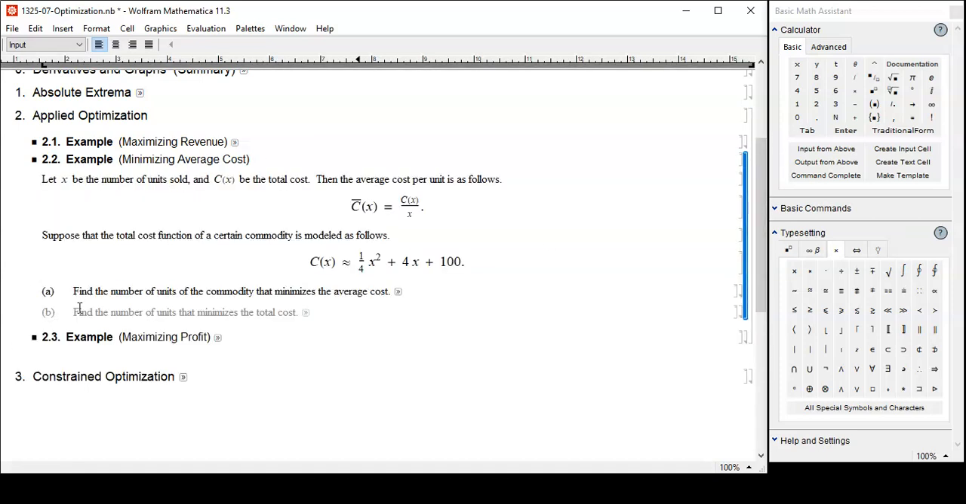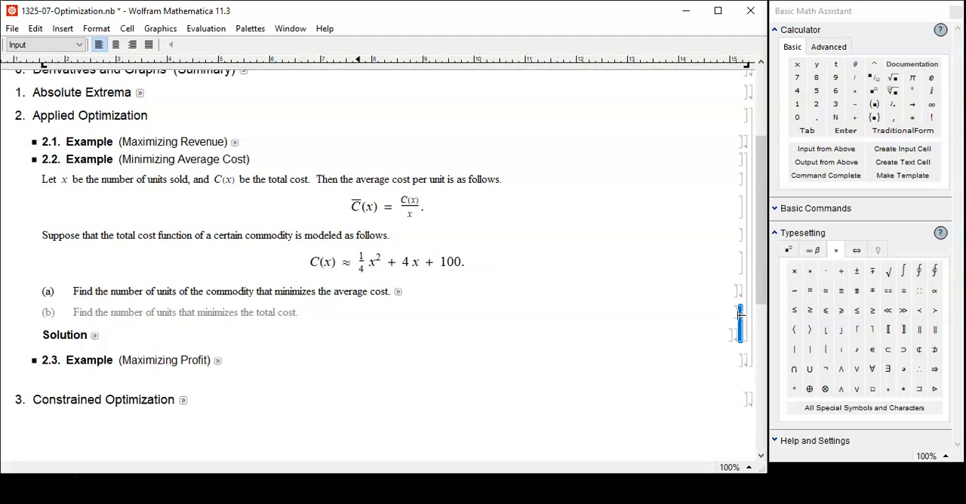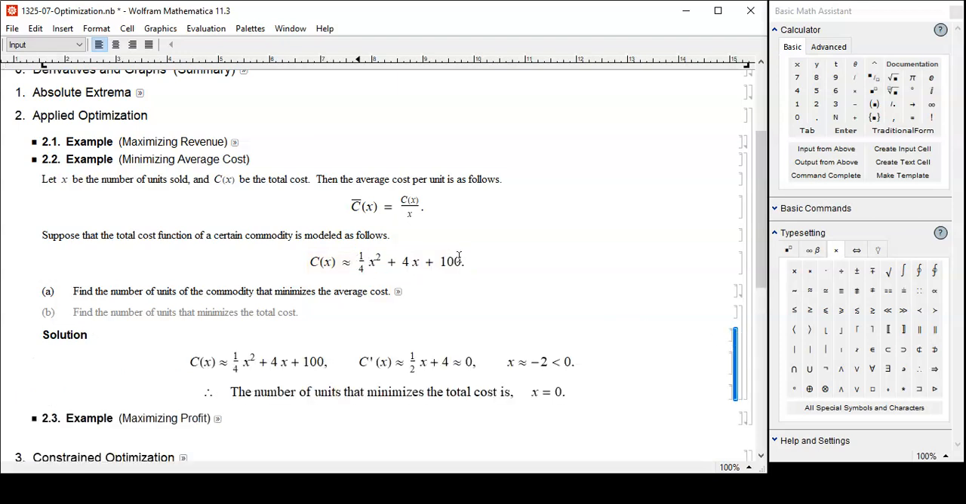By the way, there's another problem here. Find the number of units that minimizes the total cost. Okay. Not just average cost, but total cost. That is, take the derivative of this and set it equal to 0. So that's 2x plus 4 is equal to 0. X is negative 2, which means that never happens.